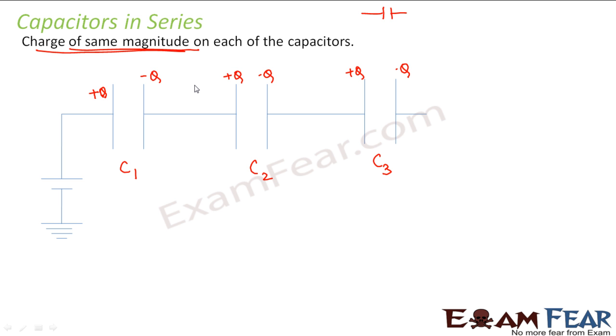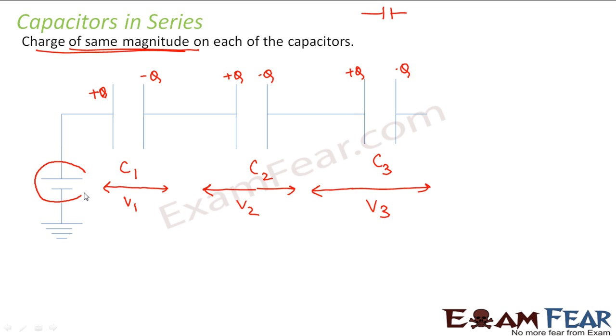However, as I told you, the capacitance is different for each of them. That means the voltage, the potential difference across each capacitor, is also different. Let us say the potential difference between the plates of the first capacitor is V1, of the second capacitor is V2, and similarly of the third capacitor is V3. Let us suppose this is my voltage source which supplies a voltage V, the net voltage for this circuit.